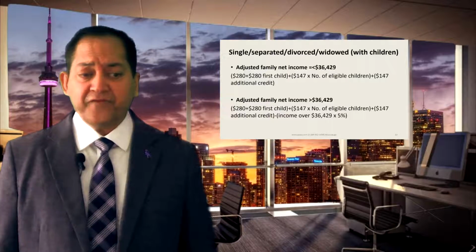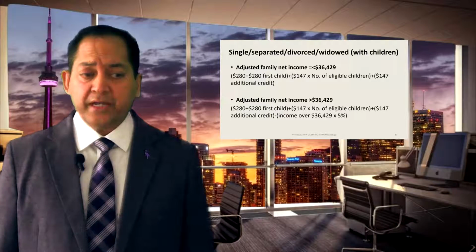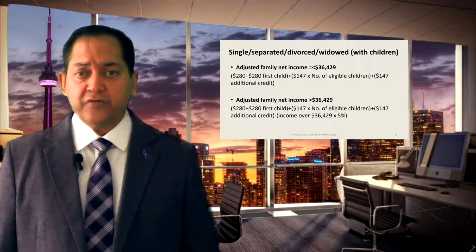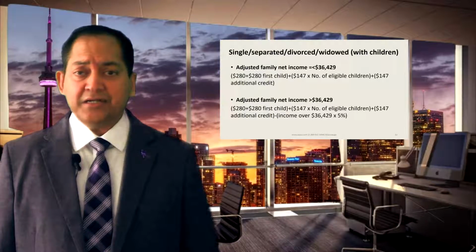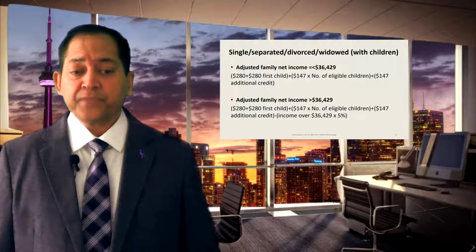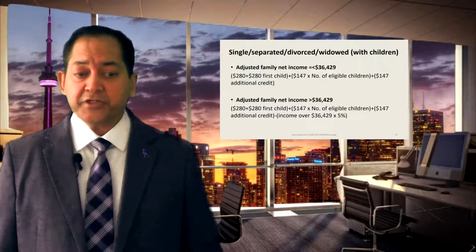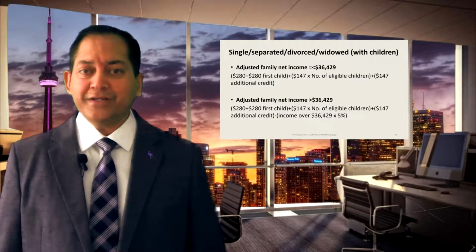Now, if your adjusted family net income is greater than $36,429, what you are likely to get? You will get $280 credit for yourself, $280 credit for your first child, plus $147 for each additional eligible child, plus $147 additional credit, but there will be a deduction that is equal to 5% of income over $36,429.